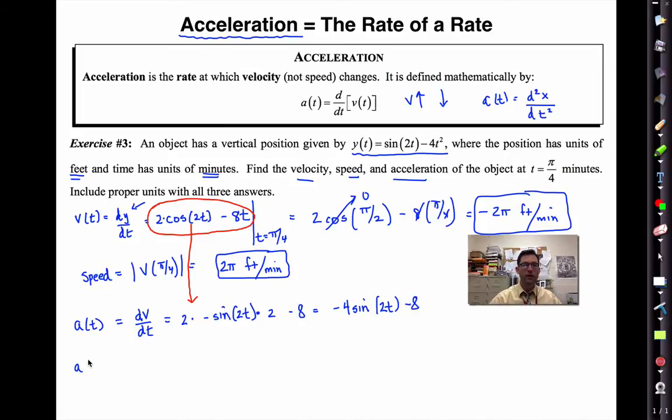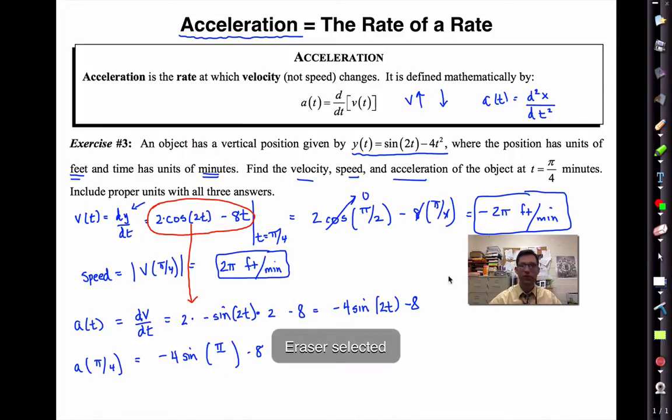So now if I want my acceleration at pi over 4, substituting that in, we'll get negative 4 times the sine of pi over 2, minus 8. That was weird. I said the sine of pi over 2, but it became a 12 down there. Who knows? The sine of pi over 2 is 1. Negative 4 times 1 is negative 4. Minus 8 is negative 12. All right, so that's the numerical answer.